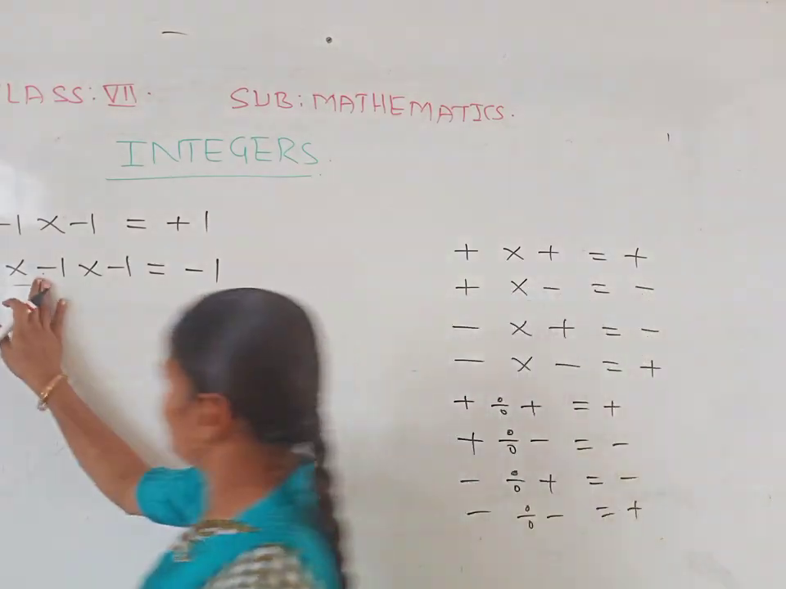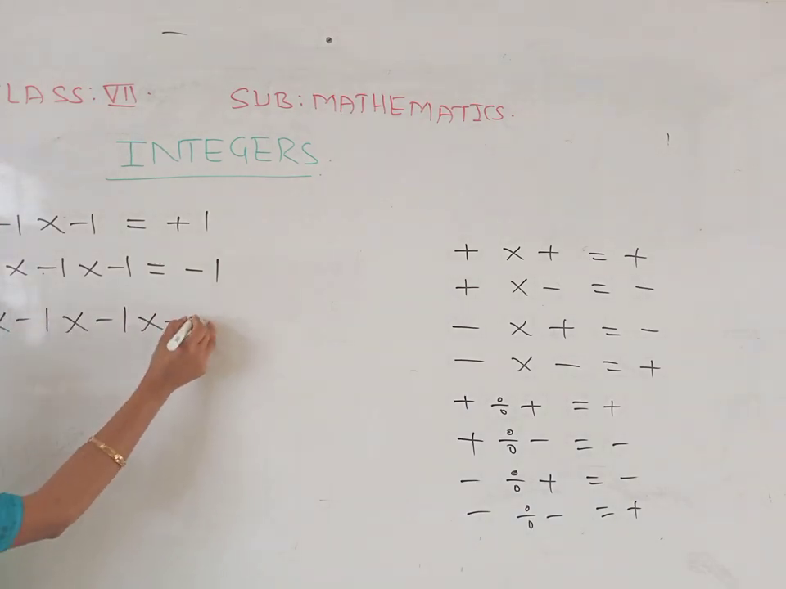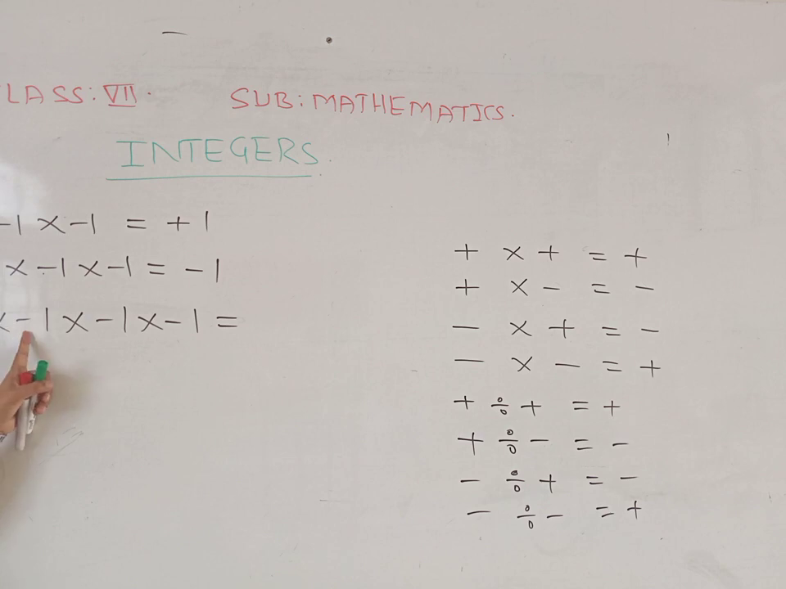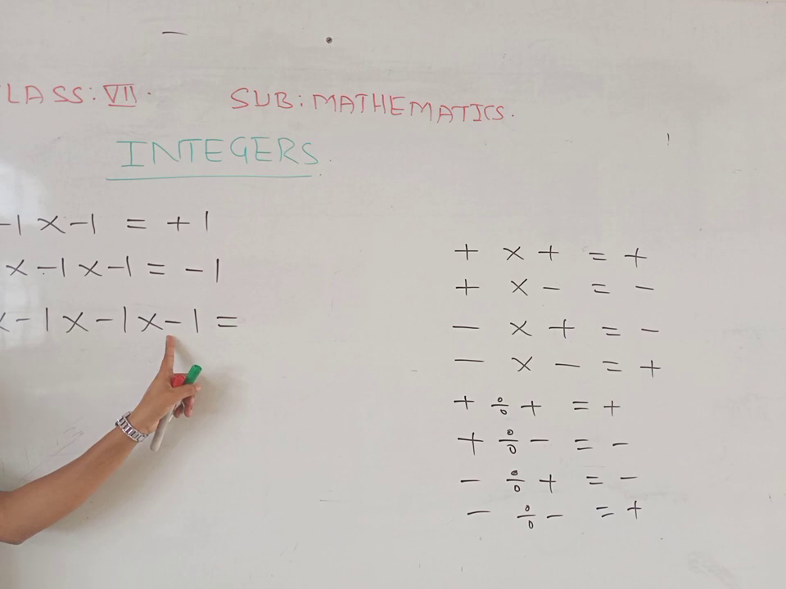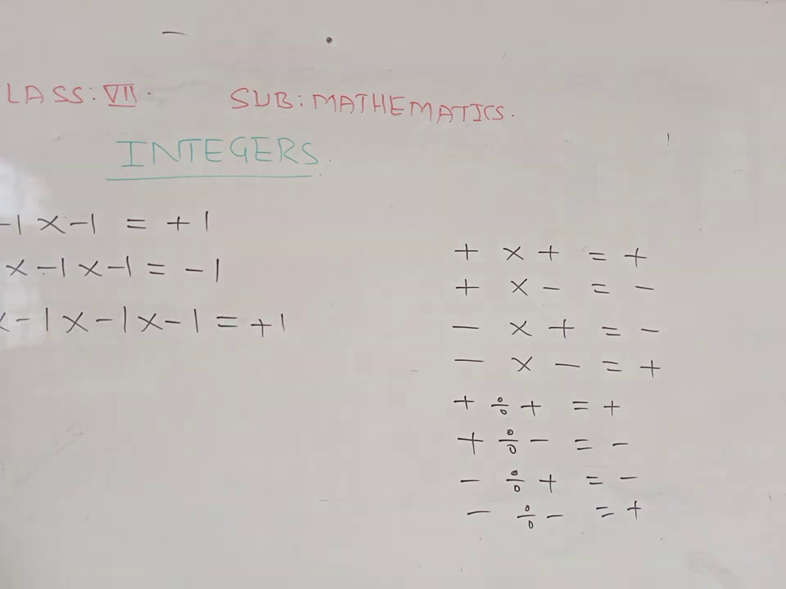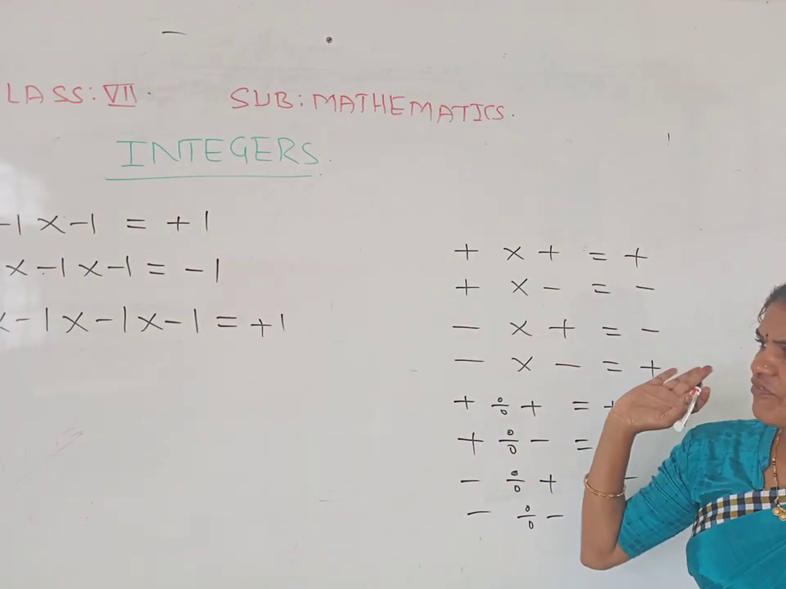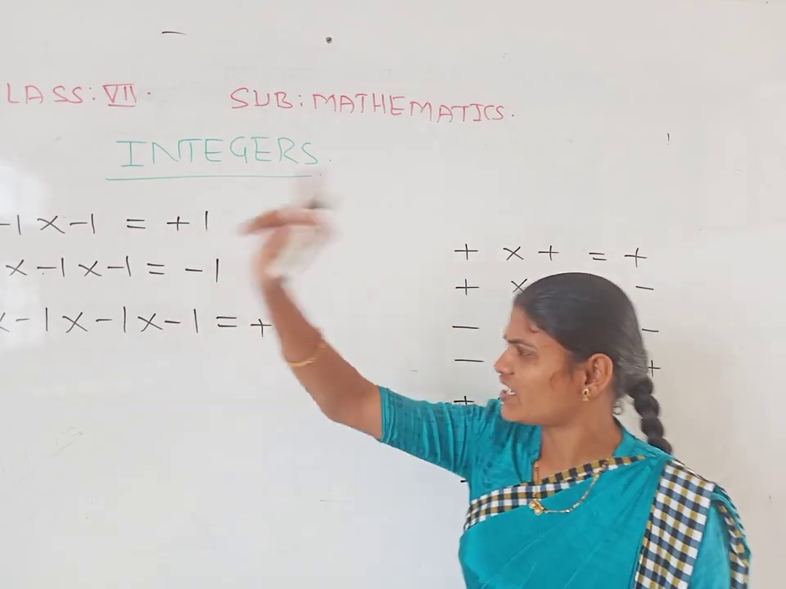Or else you can take one more: minus 1 into minus 1 into minus 1 into minus 1. What's your answer? Plus 1. How? Minus into minus is plus, plus into minus is minus, minus into minus is plus. Please think for yourself why we are getting plus 1 here and minus 1 there.